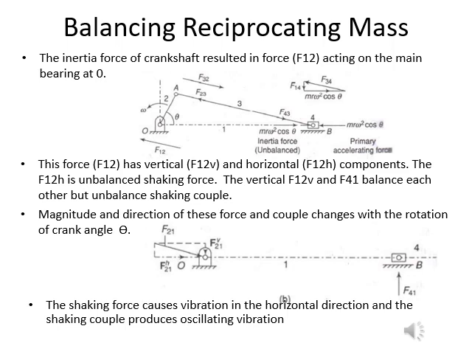So the magnitude and the direction of this force couple change with the rotation of crank angle theta. The shaking force causes vibration in the horizontal direction, and the shaking couple produces oscillation vibration. These two produce two types of vibration. The first one is the horizontal shaking force at the surface B, and then also the oscillation vibration at O.